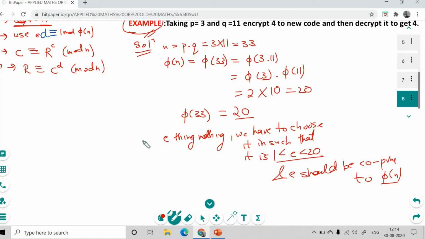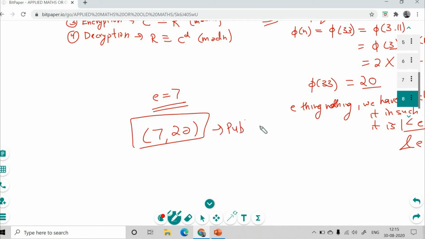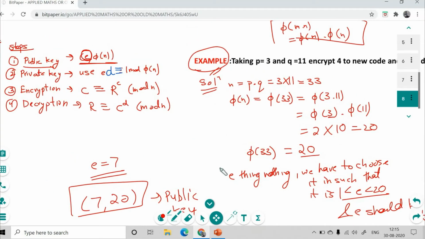Let's take E as any value that is co-prime. Let's take E as 7. I'm taking E as 7. Okay. So this E along with our phi n, that is 20, is called the public key. So our very first step is clear, that the public key is now 7 comma 20. Again, I am clarifying how to find the public key.